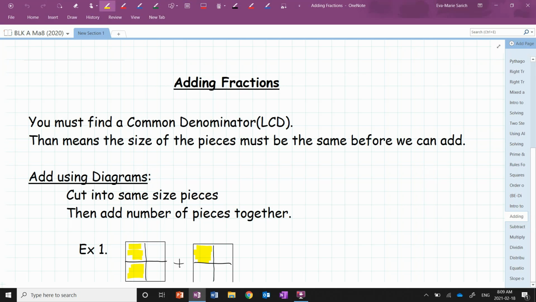Hello, grade 8s, and welcome to another lesson with fractions. Today we're looking at adding fractions.